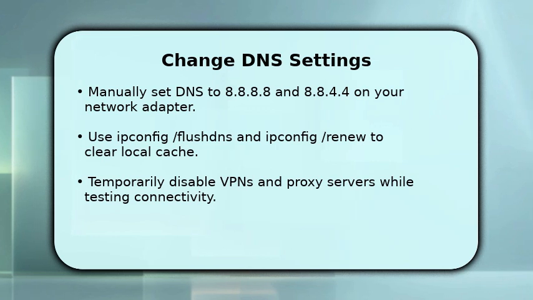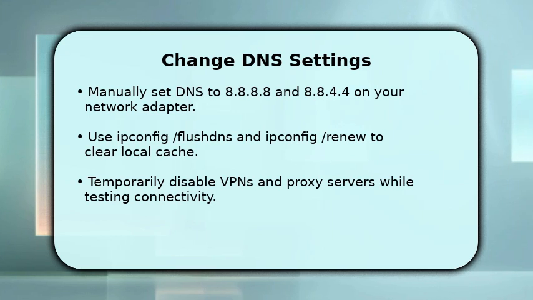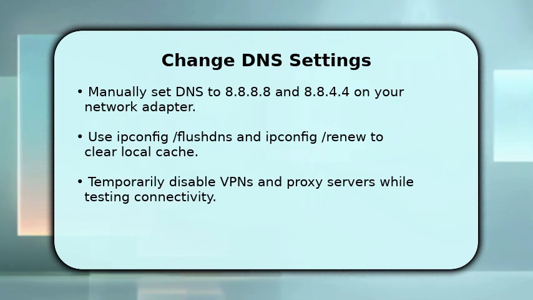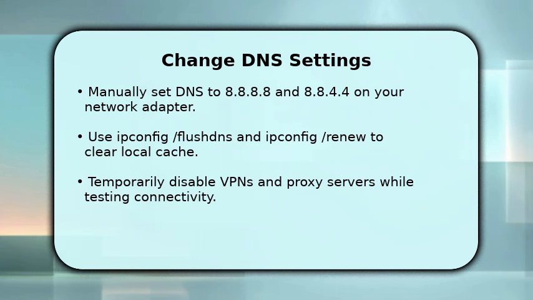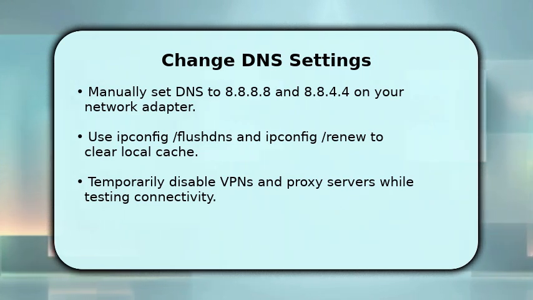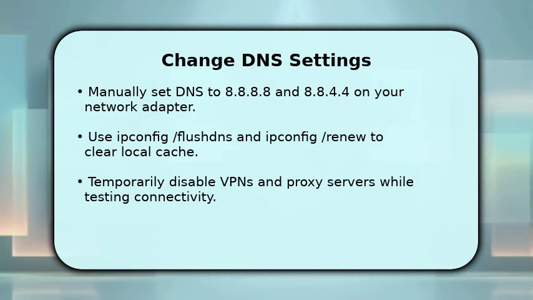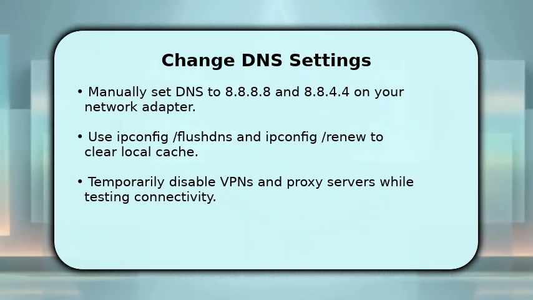8.8.8.8. On Windows, open an elevated command prompt and run ipconfig /flushdns to clear the DNS cache. Follow with ipconfig /renew to request a new IP lease from DHCP. Disable any active VPNs, proxy servers, or DNS filtering apps while you test connectivity. Retry loading websites and run nslookup again to confirm resolution.